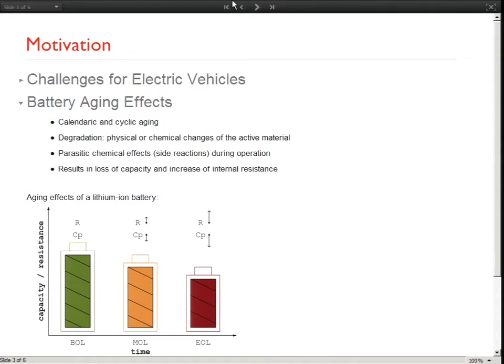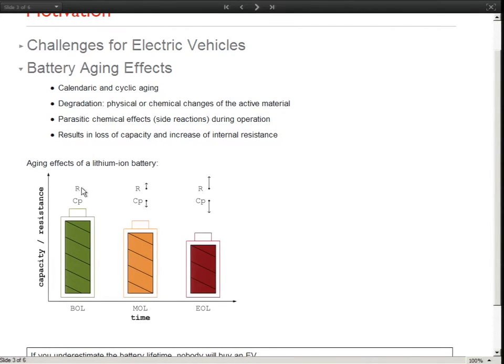No matter which aging effect you're looking at, it's all based on degradation, which is a physical or chemical change in the active material of the batteries. This happens due to parasitic chemical side reactions during operation. The results which you can observe when it comes to battery aging are capacity loss and increased resistance. At the beginning of life, you have a certain internal resistance and a certain capacity of the battery. At the middle of life, and especially at the end of life, the internal resistance of the batteries will increase, while the capacity, so the charge you get out of the battery, will decrease.